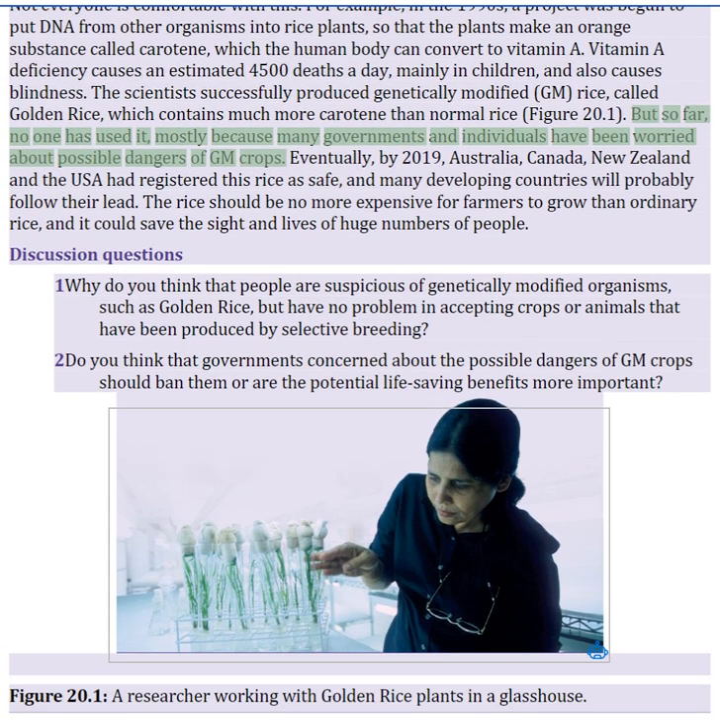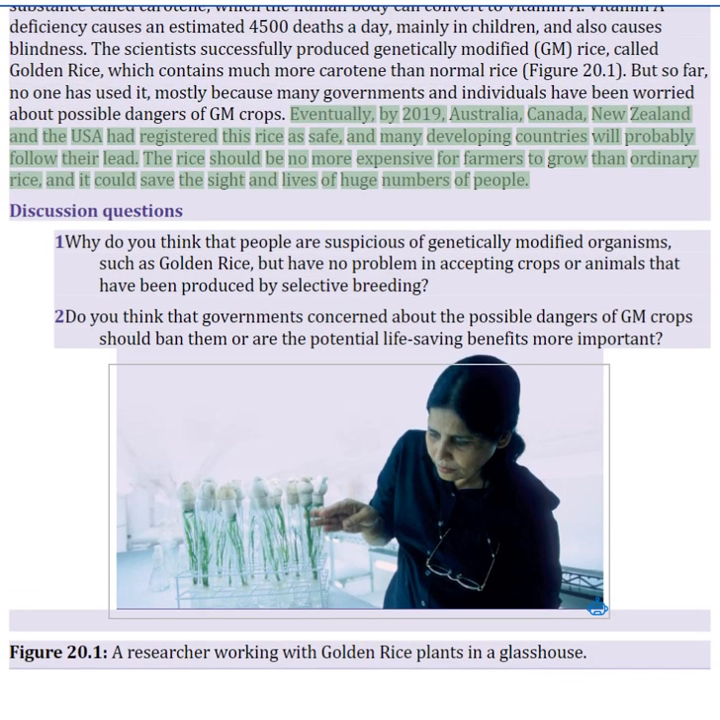But so far, no one has used it, mostly because many governments and individuals have been worried about possible dangers of GM crops. Eventually, by 2019, Australia, Canada, New Zealand and the USA had registered this rice as safe, and many developing countries will probably follow their lead. The rice should be no more expensive for farmers to grow than ordinary rice, and it could save the sight and lives of huge numbers of people.